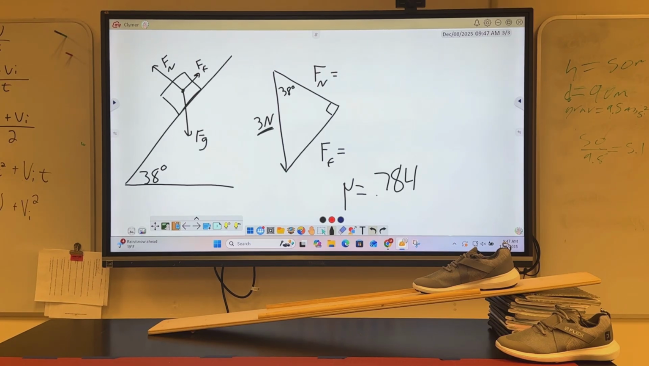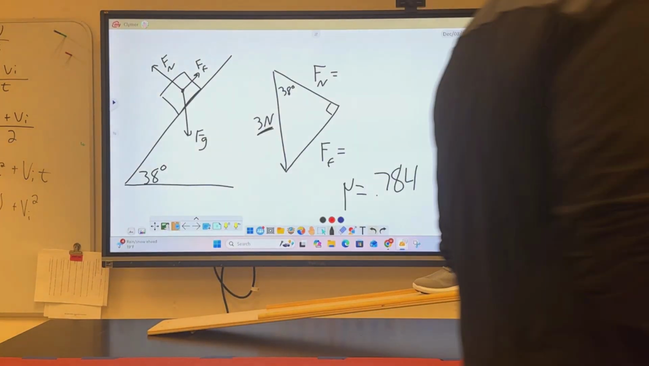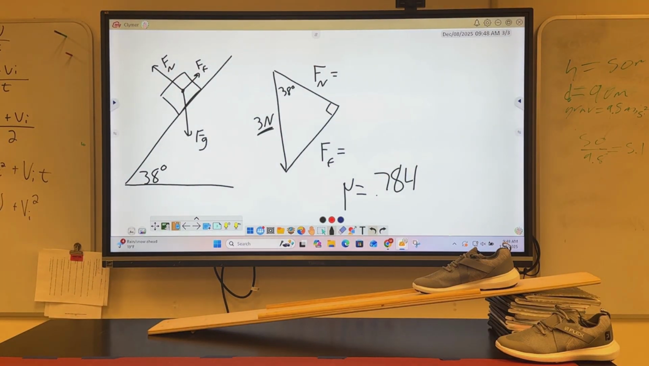All right, what do we find out? It was the same. If it went down a little bit, that's just your rounding. If you calculate this with no actual numbers, you're going to get the exact same answer. It's going to end up being sine 38 over cosine 38, with the mass divided out. You're going to get the same number.